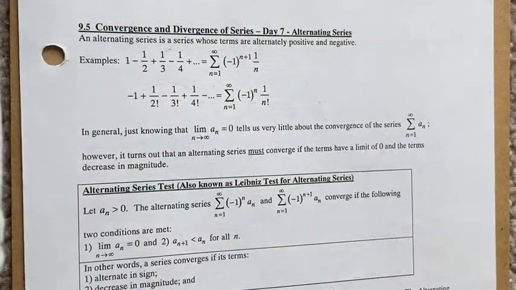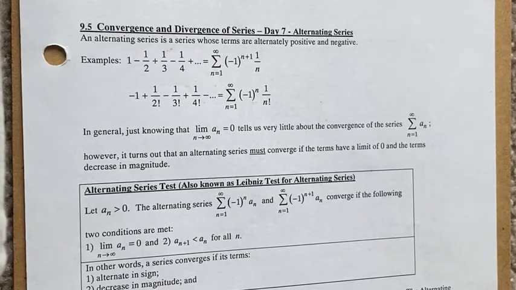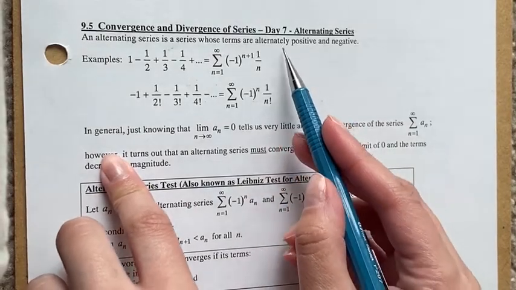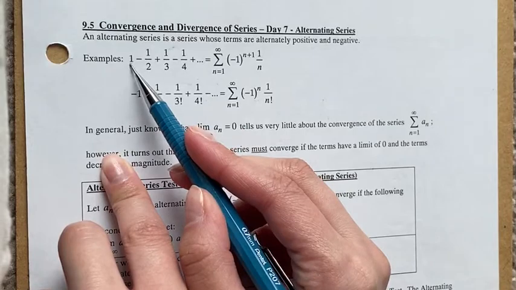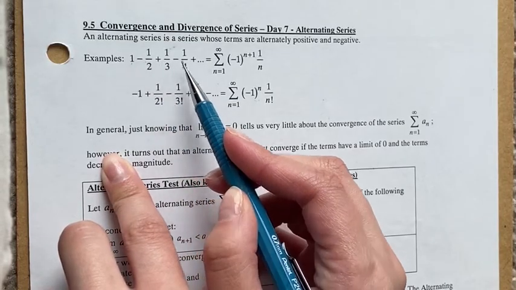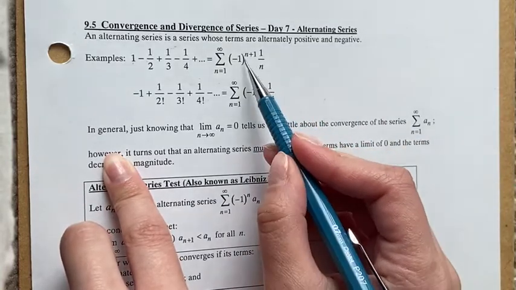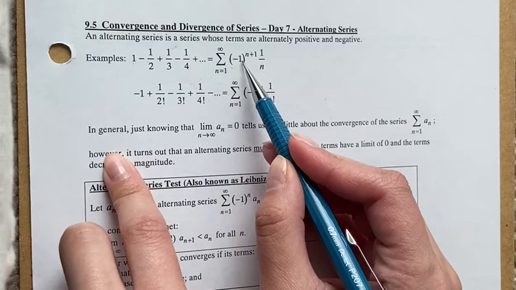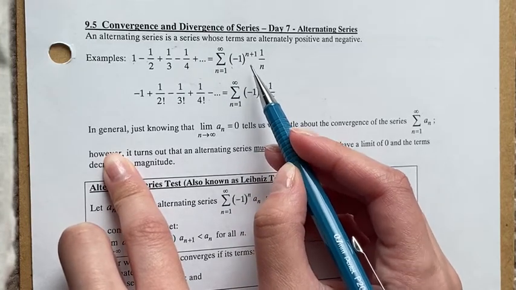So today we're going to talk about alternating series. An alternating series is a series, as the name says, whose terms are alternating positive and negative. It means something like this. This is positive, this is negative, this is positive, negative, and so forth. Usually what you're going to have is a sign that looks like this. This means that depending on the index, you are going to have either a positive or a negative term.